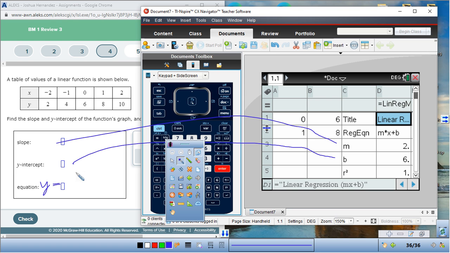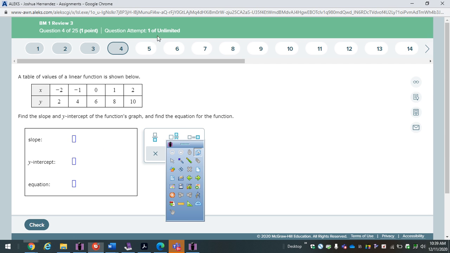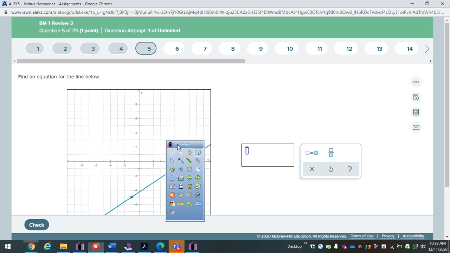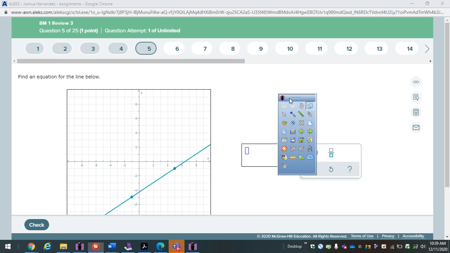Okay, y equals 2x plus 6. That's it. Okay, this is the same idea. The only thing for this one, we want to get the coordinates to go ahead and help us out, get menu 413.